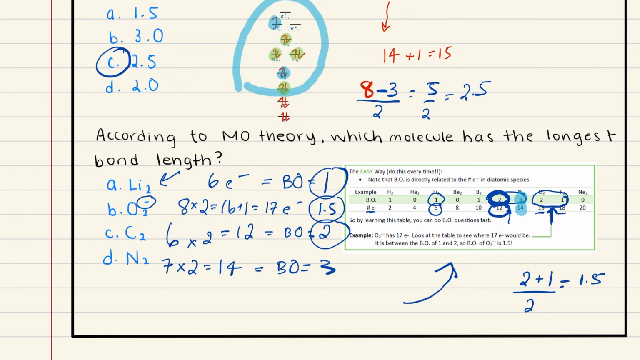Remember, bond length is inversely related to bond order. The higher the bond order, the shorter and the stronger the bond. The lower the bond order, the longer and weaker the bond. So we're looking for which molecule has the longest bond length. We're looking for the lowest value of bond order. That's going to be for dilithium. So the correct answer here is A.